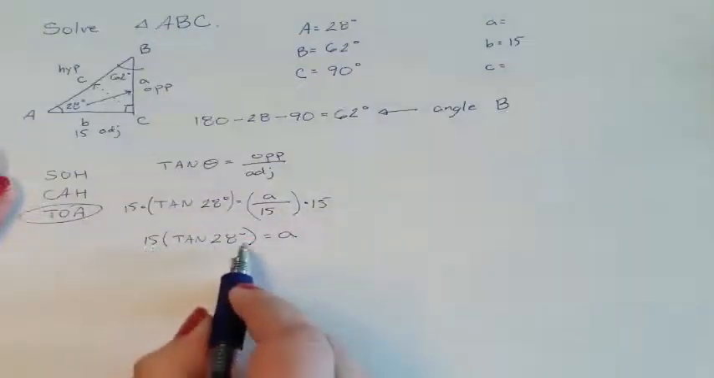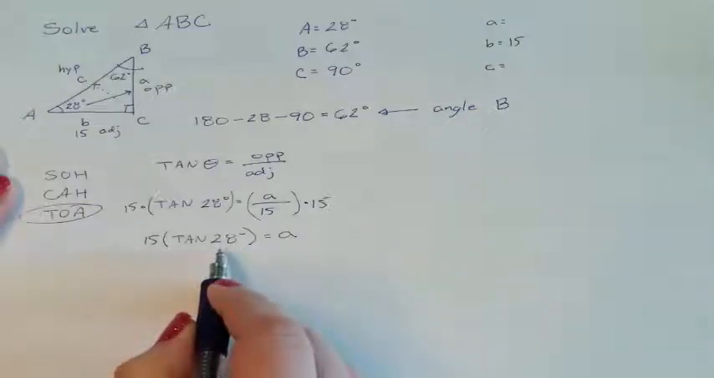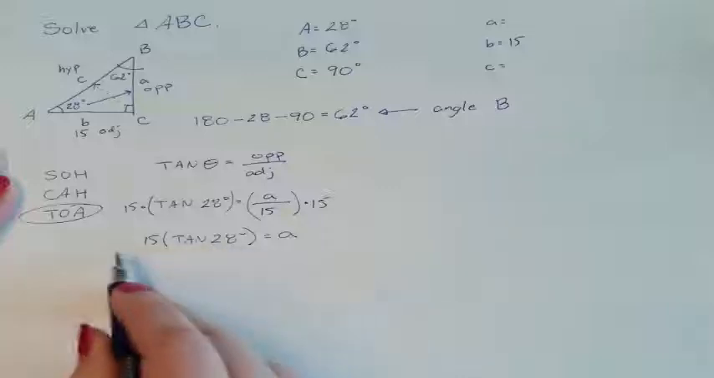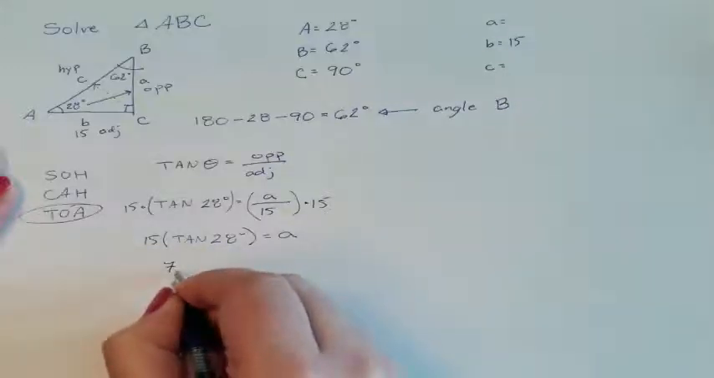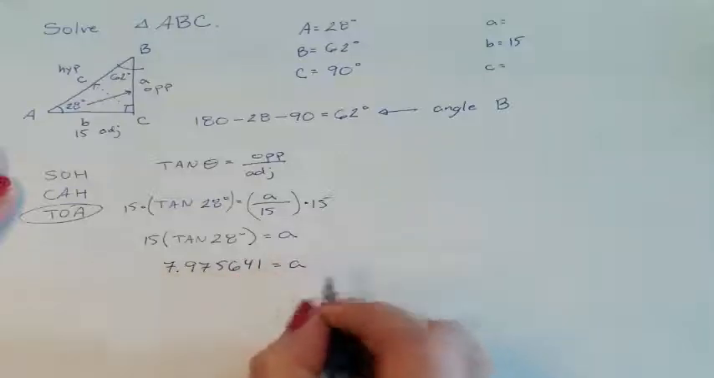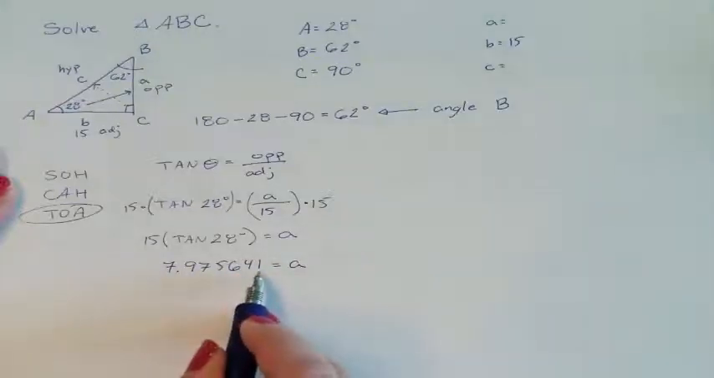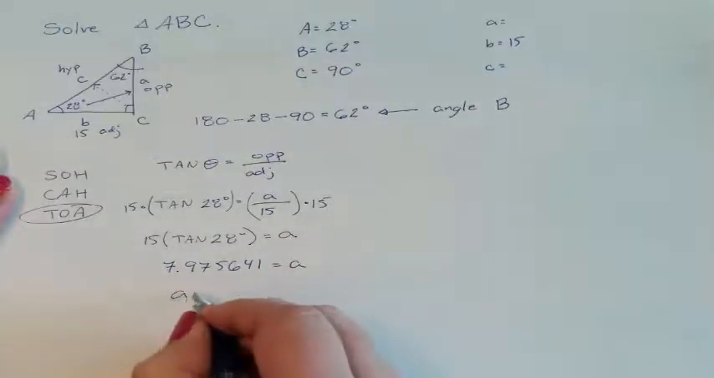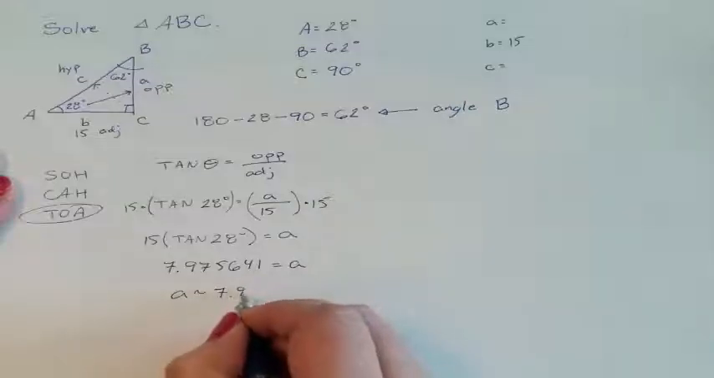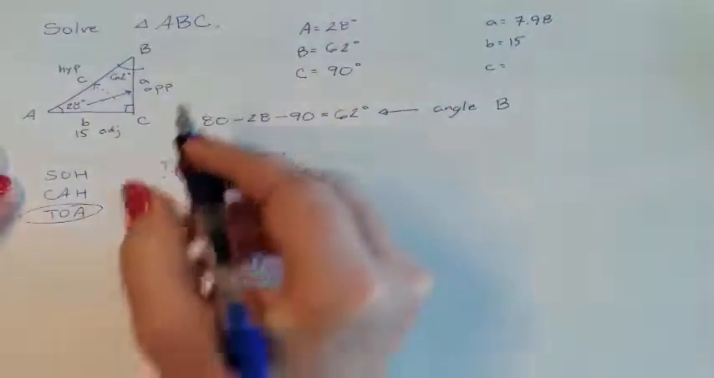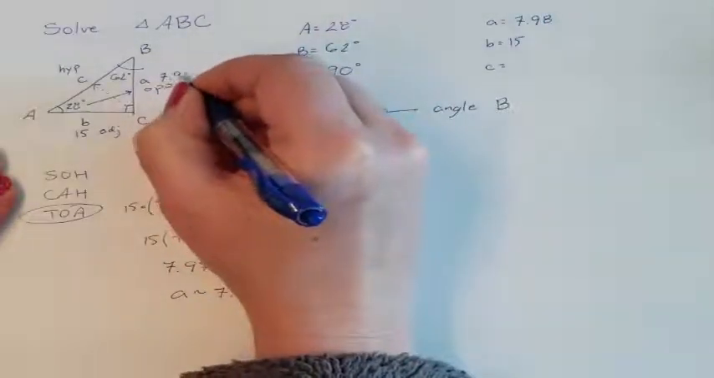You need to get a calculator. Make sure your calculator is in degree mode and type in 15 times tangent of 28 degrees. If you do that, you will be getting 7.975641 for A. If you do not get this, your calculator is probably in radians. You need to switch it to degree mode. And then we're going to round it. So A is about 7.98. Now we have A as 7.98.